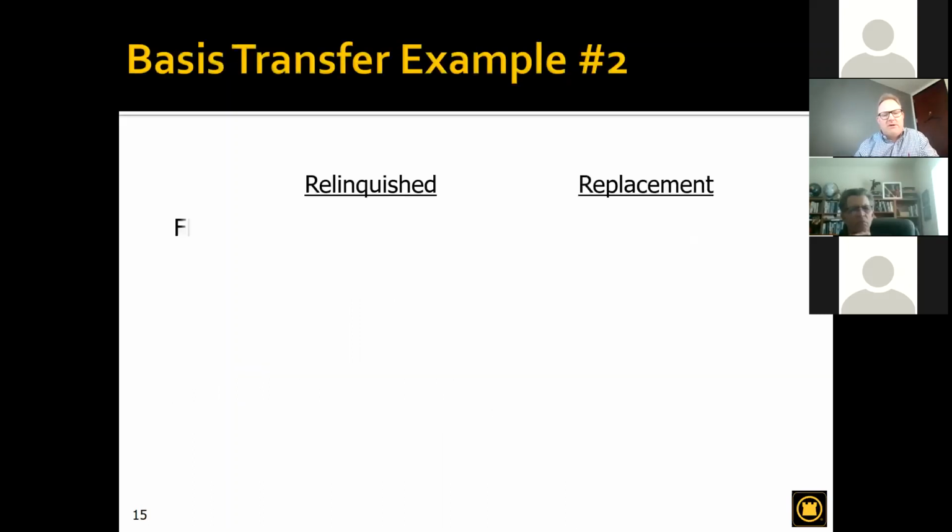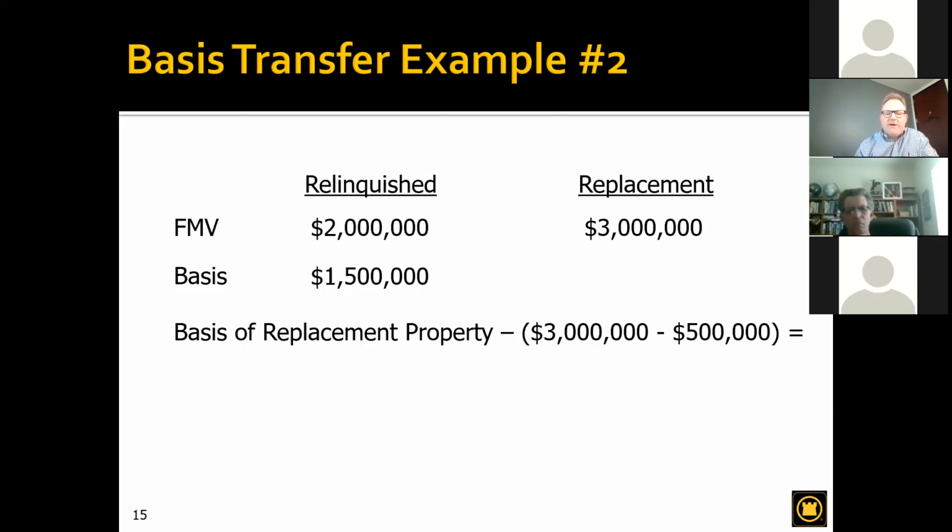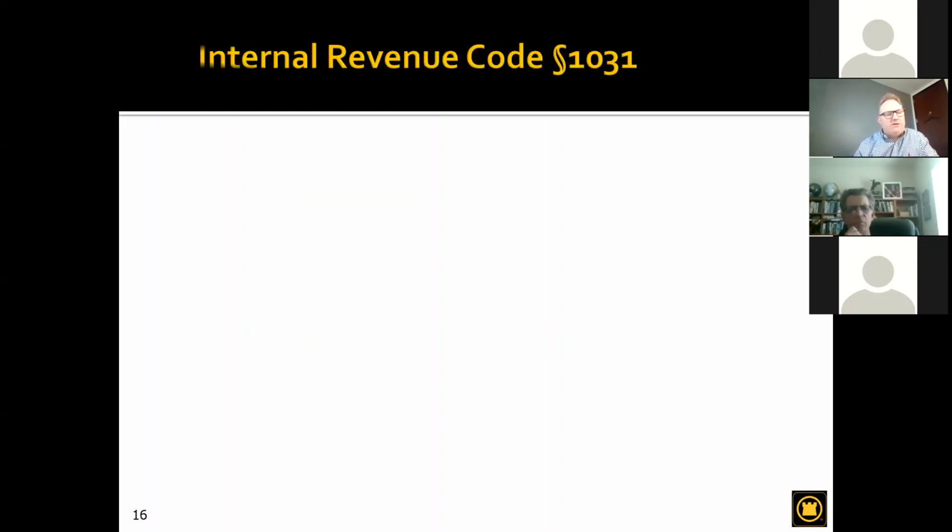So in a second example here, again, $2 million property, except this time I'm purchasing a higher valued property. And again, I still have that original basis of 1.5. And when I sell, I've got that $500,000. But my new basis in that replacement property, instead of being the 1.5, I'm just going to subtract the gain from the purchase price, which would give me a new basis of $2.5 million. And again, we would just continue on from there. But again, it's a continuation of the investment. We may realize the gain, but we do not recognize it, meaning paying taxes on it.